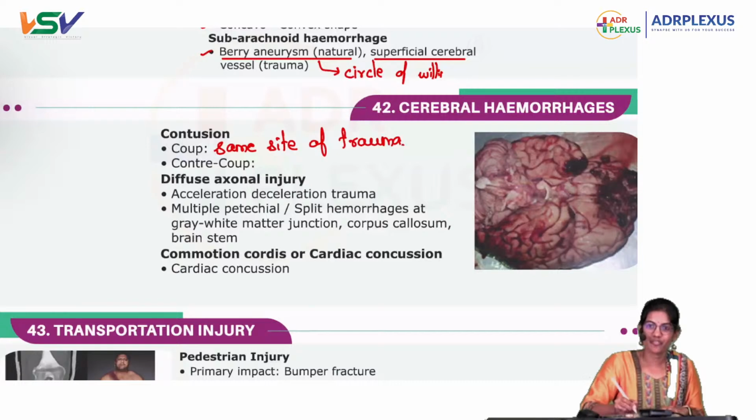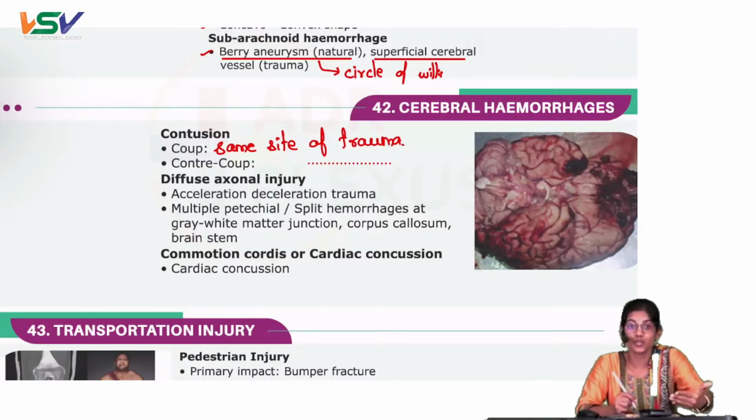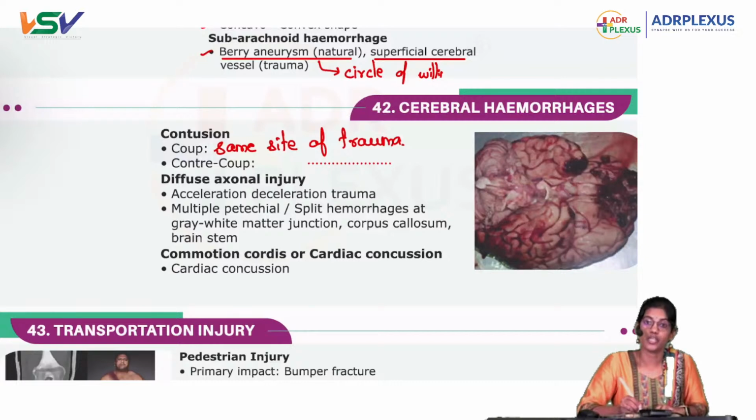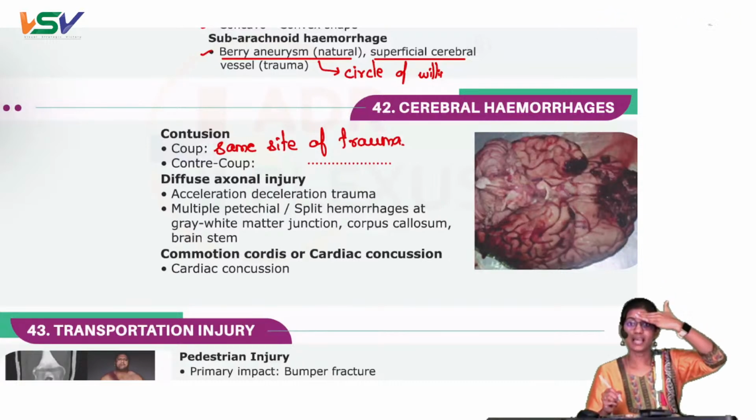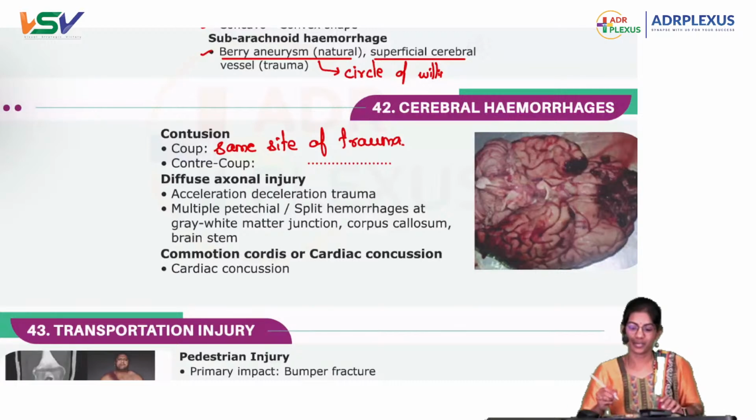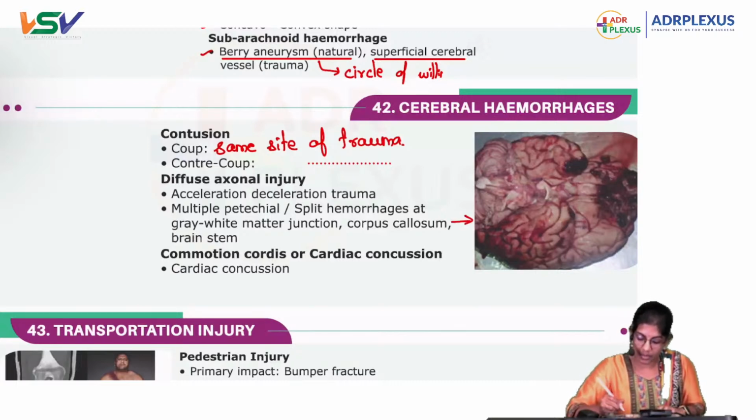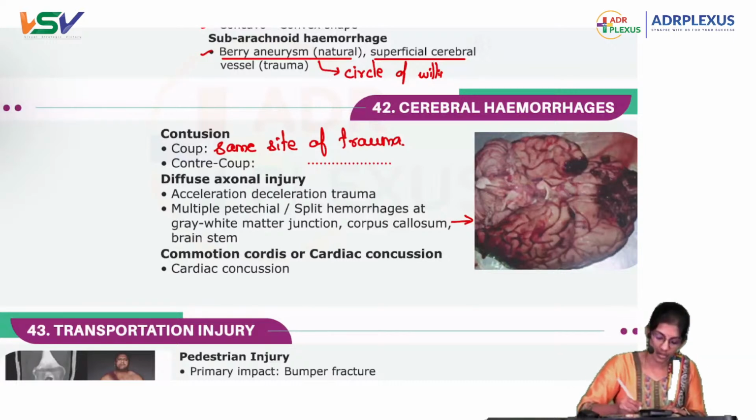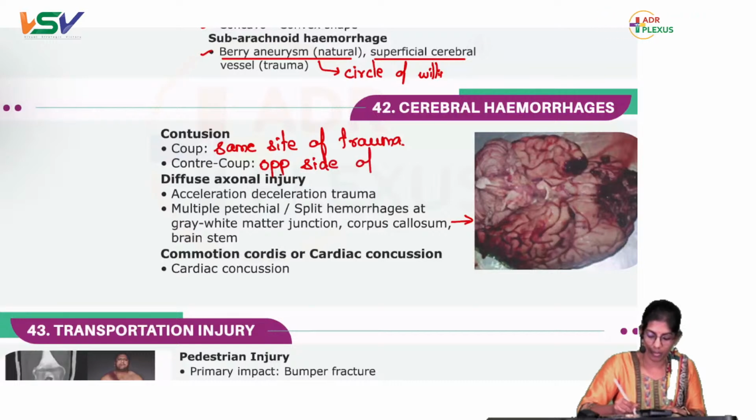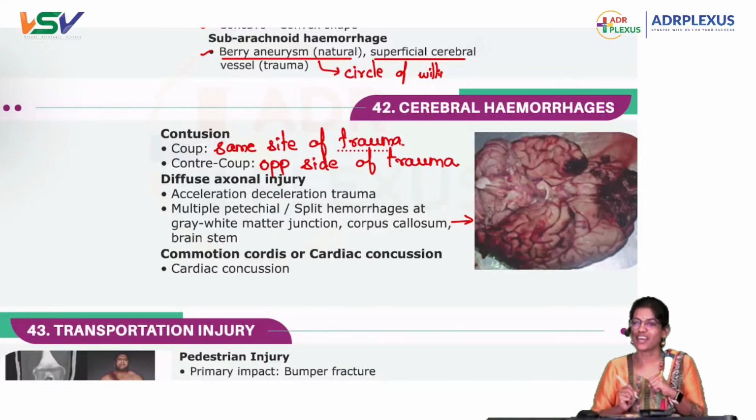If you are finding hemorrhage opposite to the site of trauma, that is countercoup injury. It happens mainly on a fall on the back. So the laceration is in the occipital region, but if you see the hemorrhage, it's in the frontal region. So if the trauma has happened over here and the laceration of the brain or contusion is seen in the anterior region, this is the countercoup region. So this is the opposite side of trauma. Coup and countercoup injury.